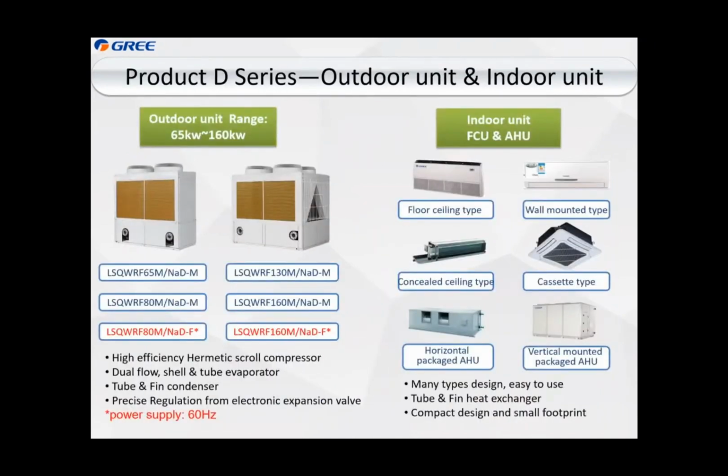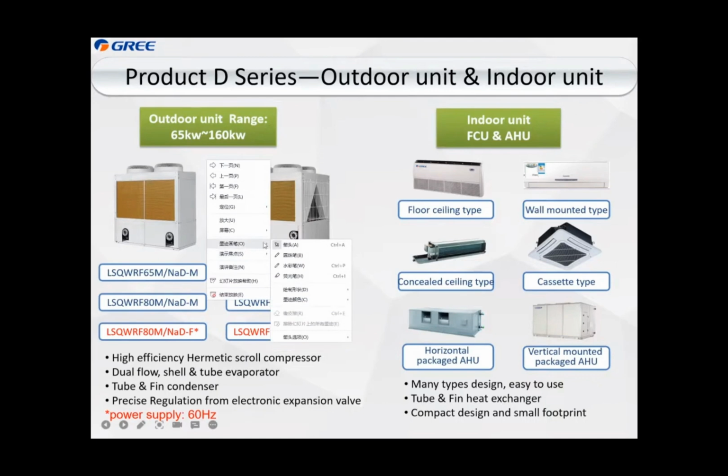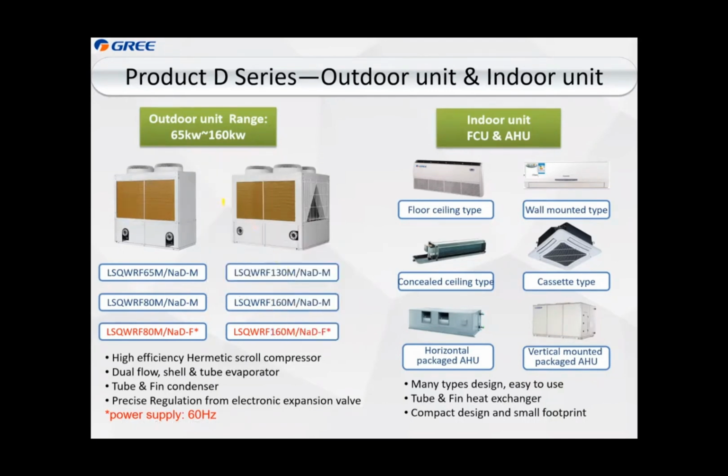First we see the D series. This is the capacity range: 65 kilowatt to 160 kilowatt. On this side is the indoor unit, fan coil, AHU. From this side, this module, the power supply not only has 50 hertz, but also 60 hertz. For example, this one is 60 hertz. So according to the situation, you can choose different power supply products. And this side is the indoor unit, fan coil or air handling unit.